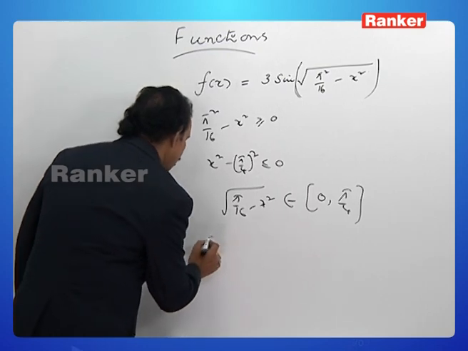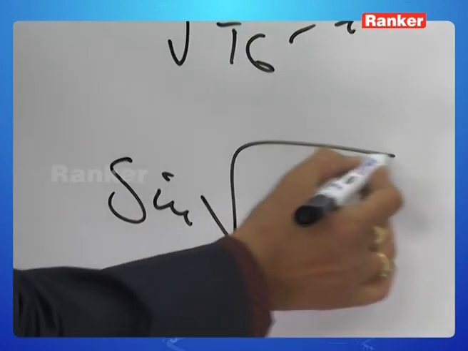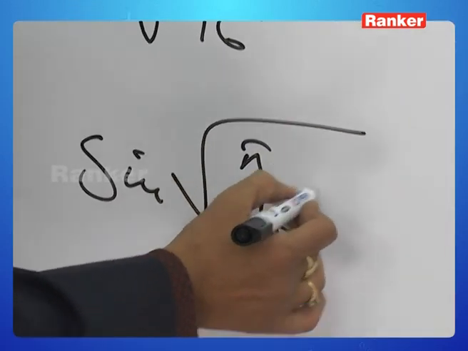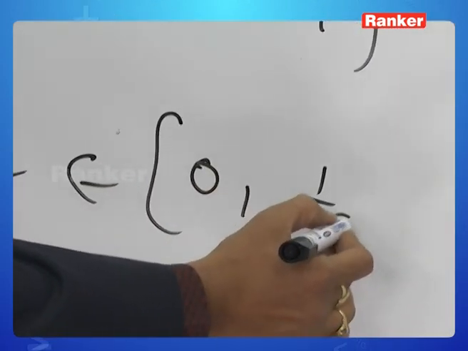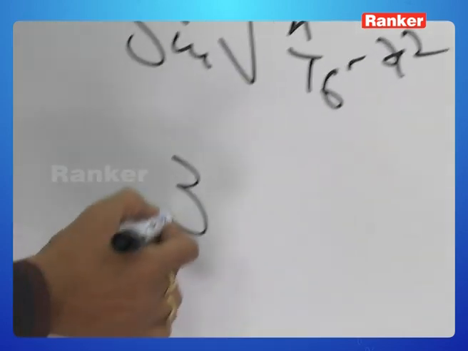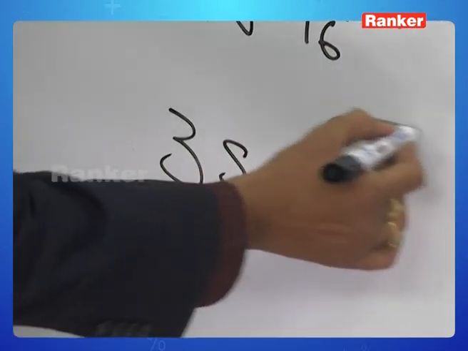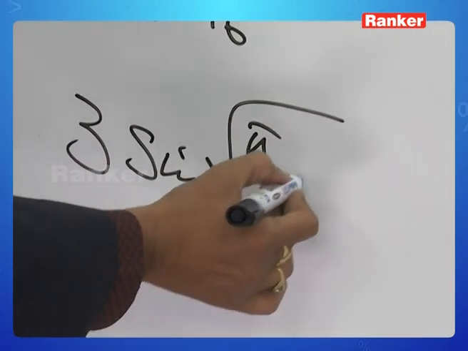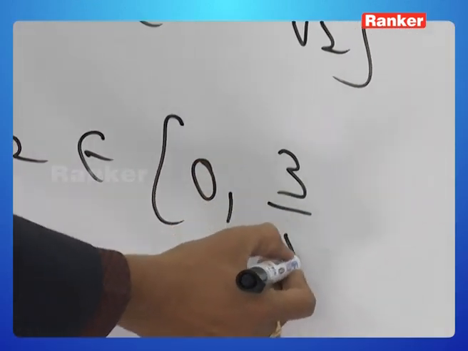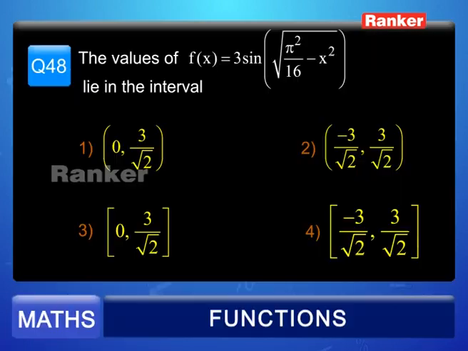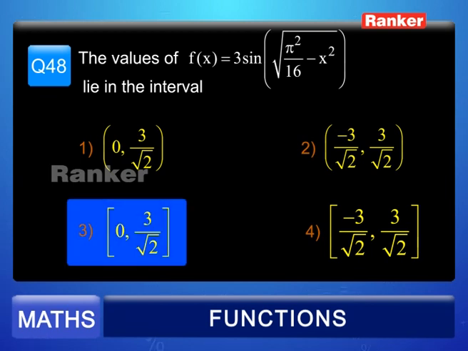Therefore, sine of this belongs to 0 to 1 by root 2. 3 into sine of this belongs to 0 to 3 by root 2. Hence, the correct option is the third option, closed interval 0 to 3 by root 2.